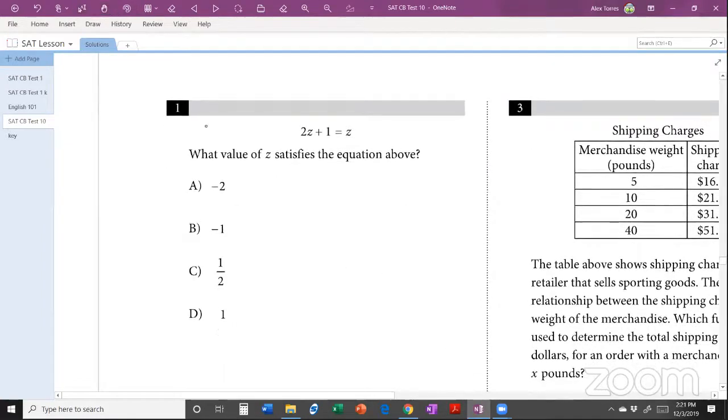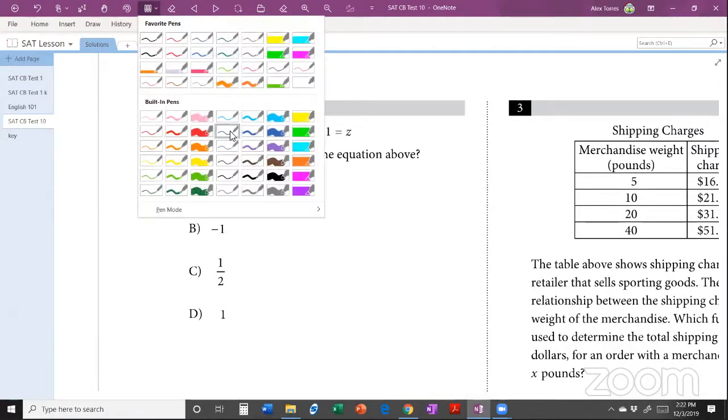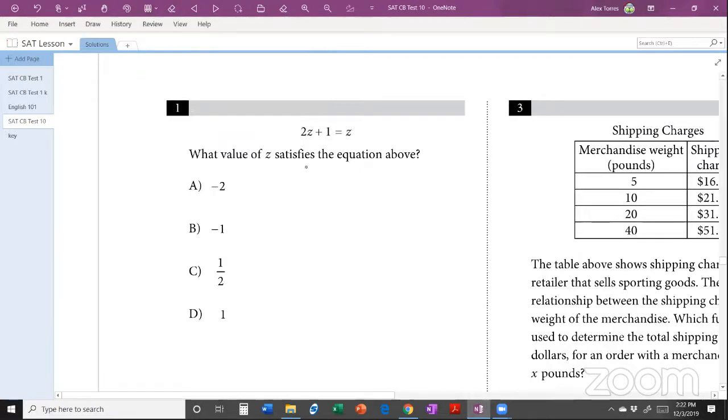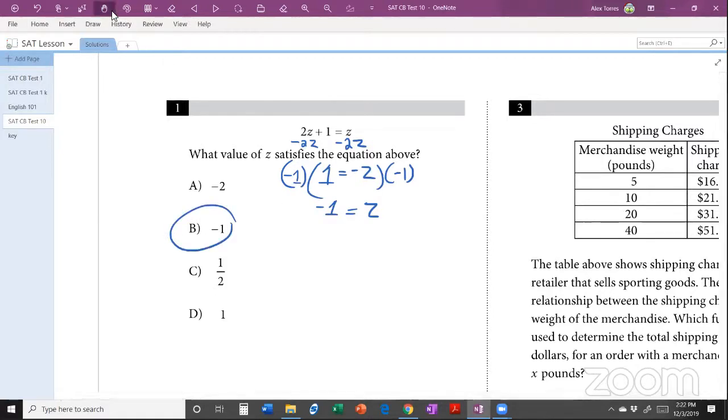So starting with number 1, nice and easy sort of beginner level problem here. We're just finding the value of z. We're just going to go ahead and start by taking away 2z from both sides. So we have 1 equals z minus 2z, which is negative z. And now we can multiply or divide both sides by negative 1. And we'll get z on this side and negative 1 on this side. And so the answer is negative 1, which is B for boy.